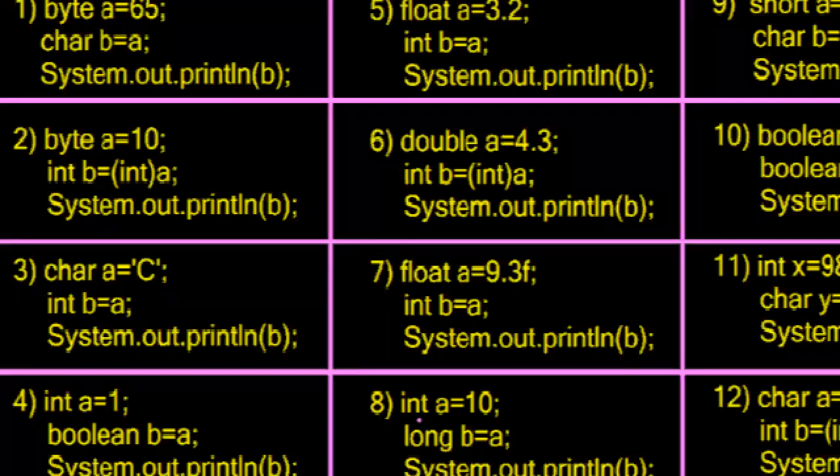If error is there, write error. If output comes, write output. So don't write only valid, invalid. If valid, write the output. If invalid, write error. If you get a 0 also, nothing will happen. Don't discuss with your friends.